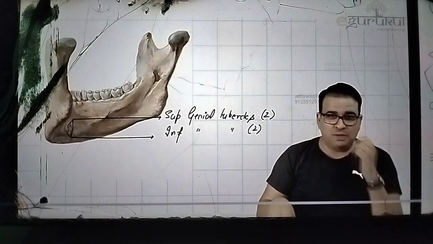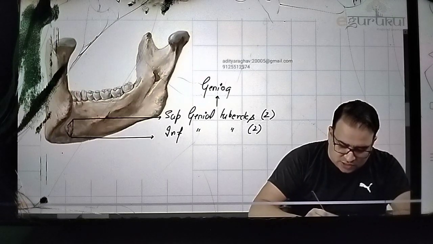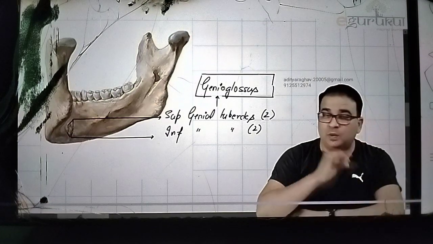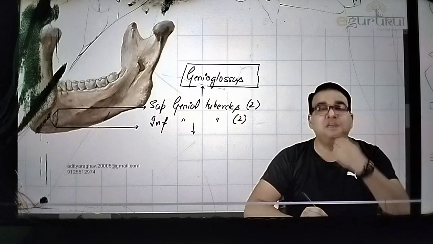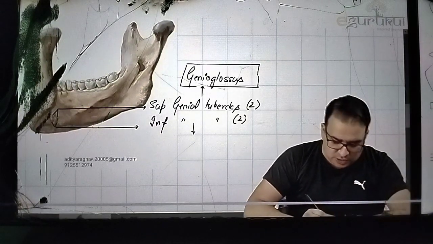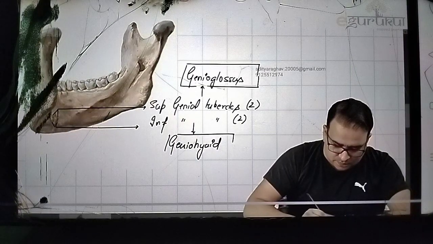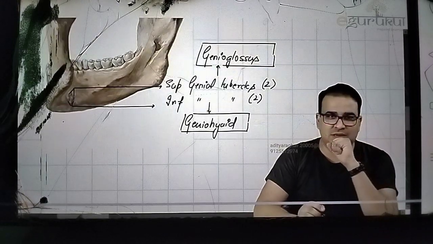So the muscle originating from the superior genial tubercle will be called what? Genio. And going to the tongue, it has to go above, the upper tongue, so the muscle is what? Genioglossus. Superior genial tubercle will give origin to the muscle genioglossus, whereas inferior genial tubercle will give origin to the muscle geniohyoid, going to the hyoid bone, so that muscle will be geniohyoid. Genioglossus and geniohyoid, right? Genial tubercle. So that is where they are starting.